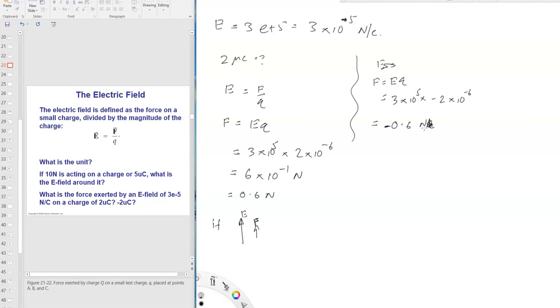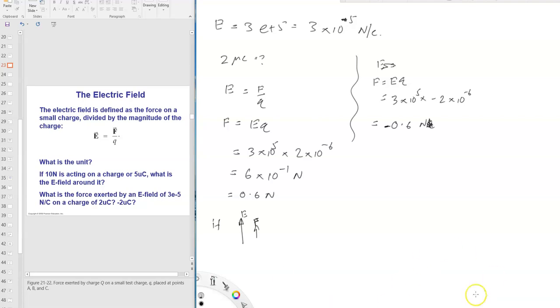Electric field is not its own electric field. You bring a charge, it has its own electric field. It can apply force on somebody else, not on itself. Okay, so a charge feels a force due to an outside electric field.